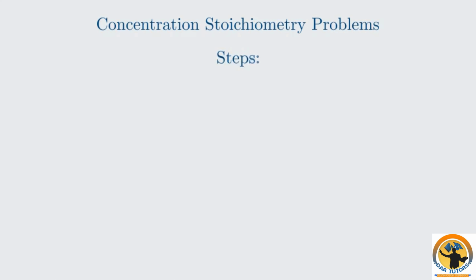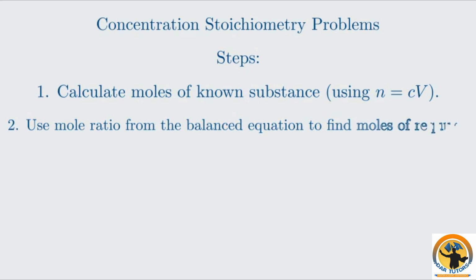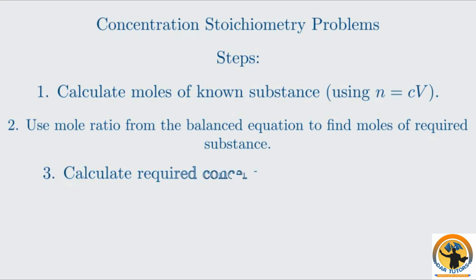The steps are: first, calculate moles of the known substance using the concentration formula. Moles equals concentration times volume. Second, use the mole ratio to find the moles of the unknown. Third, use the moles of the unknown to find its concentration, volume, or even mass. Let's work through an example.